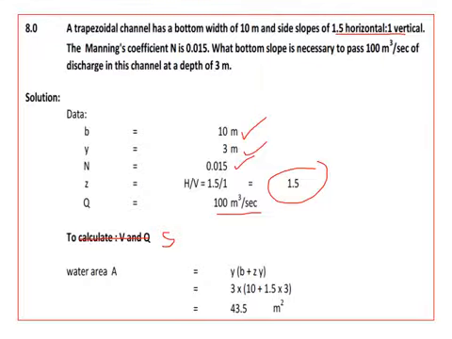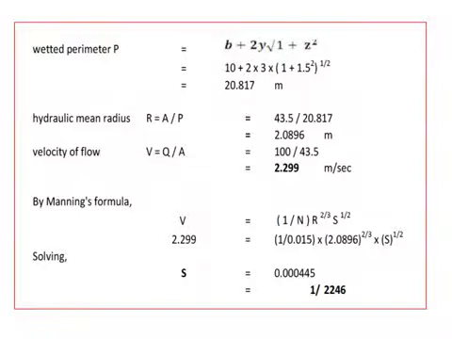So Y into B plus ZY gives water area as 43.5 meters square. Next, knowing B and Y, we can also calculate the wetted perimeter. So wetted perimeter is B plus 2Y root of 1 plus Z square. Therefore we get a perimeter as 20.82 meters. So hydraulic mean radius can always be calculated as the area divided by perimeter. So 43.5 divided by 20.82 gives 2.09 meters.